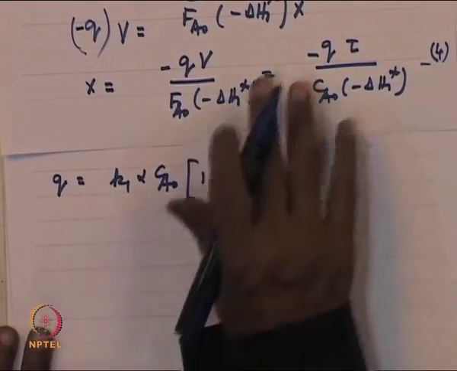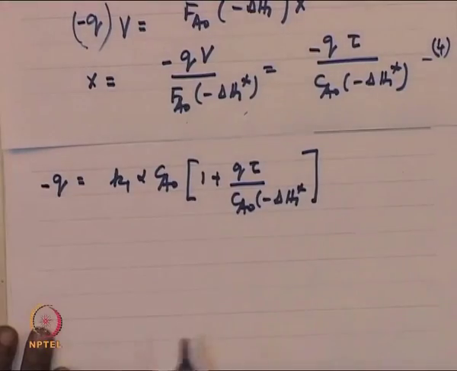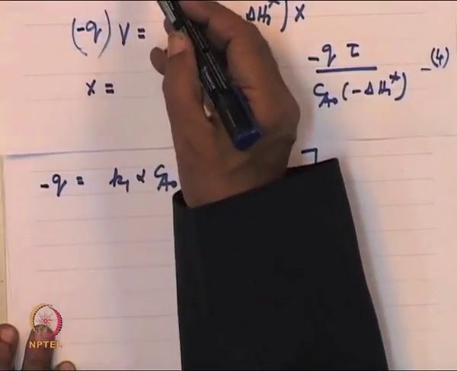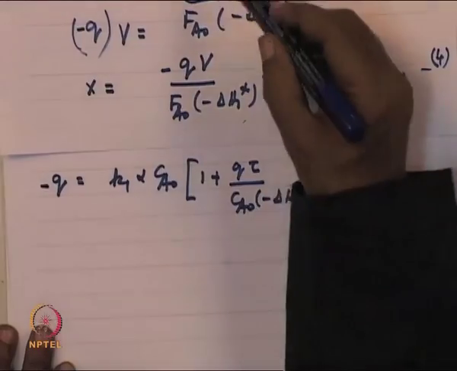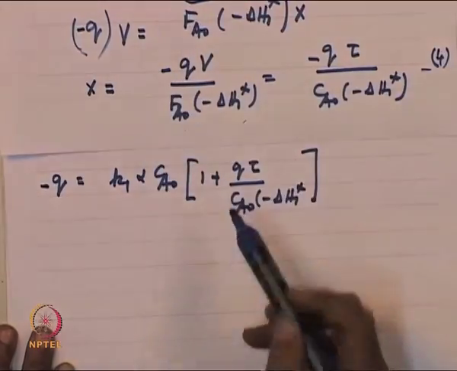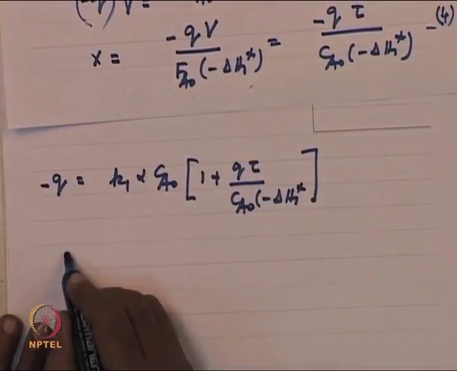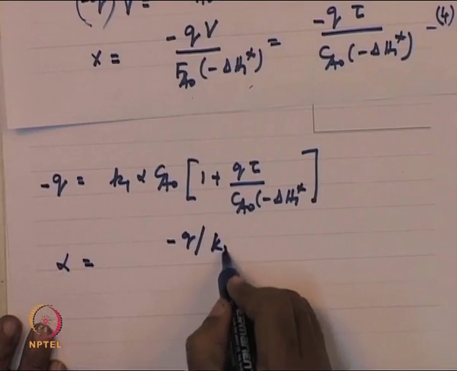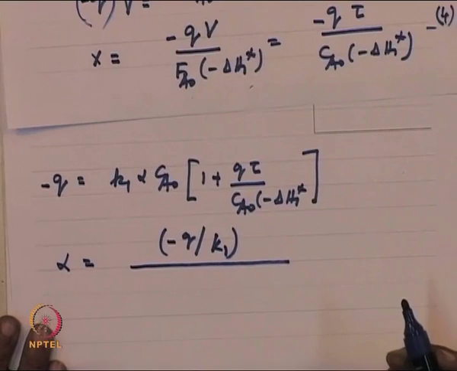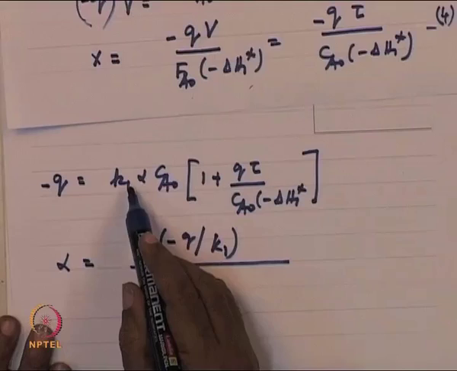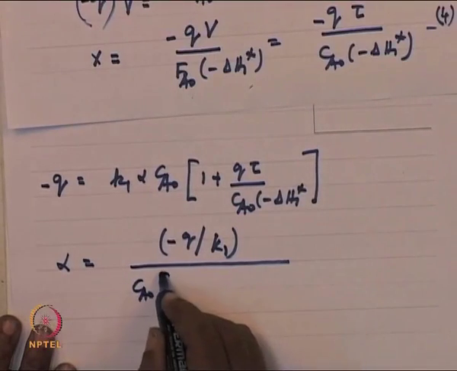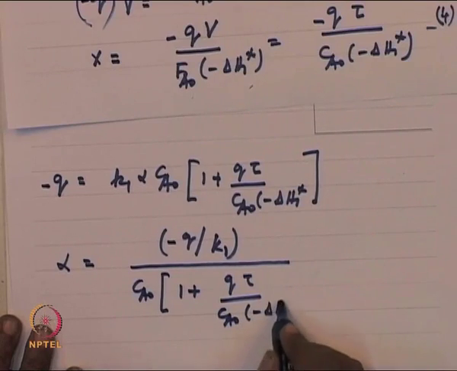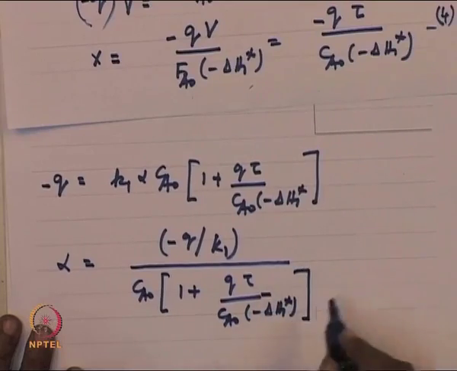Okay. Is this clear? What are we doing? It is minus Q, sir, minus Q. I am substituting for X from 4 into 2. So, minus Q equals K 1 alpha, exactly what I have written, and minus of X, since X has got a minus sign, I put a plus. Okay. So, this equation gives us alpha equal to minus Q by K 1 divided by C A 0 within brackets of 1 plus Q tau divided by C A 0 times minus delta H 1 star.